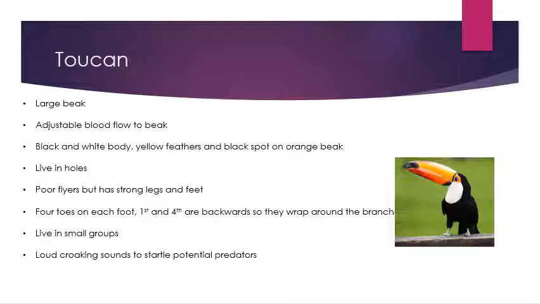They are poor flyers, but they have strong legs and feet to counteract this. The four toes on each foot, the first and the fourth, are backwards, so they are able to wrap their feet around the branches. They live in holes and are able to tuck their bright-coloured beaks under their wings. Again, this will help the toucan to blend in and be avoided by predators. They are able to make loud croaking sounds to startle any potential predators.